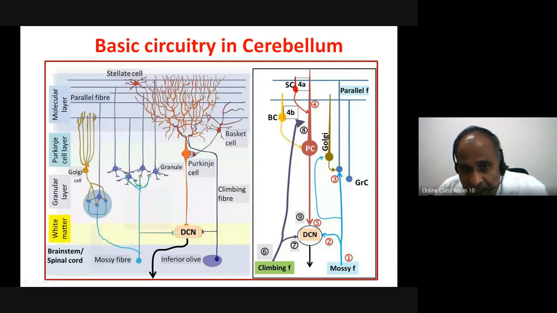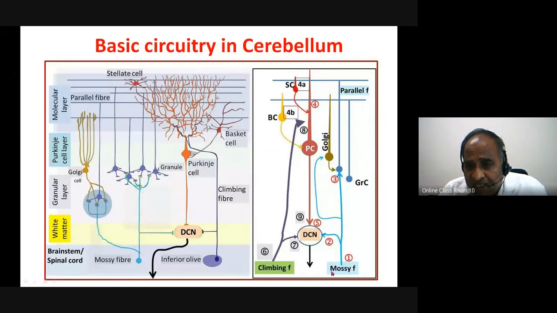Now, the same thing I have made here. This is the Purkinje cell. The beak indicates the dendritic tree, and this is the axon reaching to the deep cerebellar nucleus. This Purkinje cell receives input from the granule cells. These granule cells have these parallel fibers. Same thing, I'm just trying to bring the corollary.